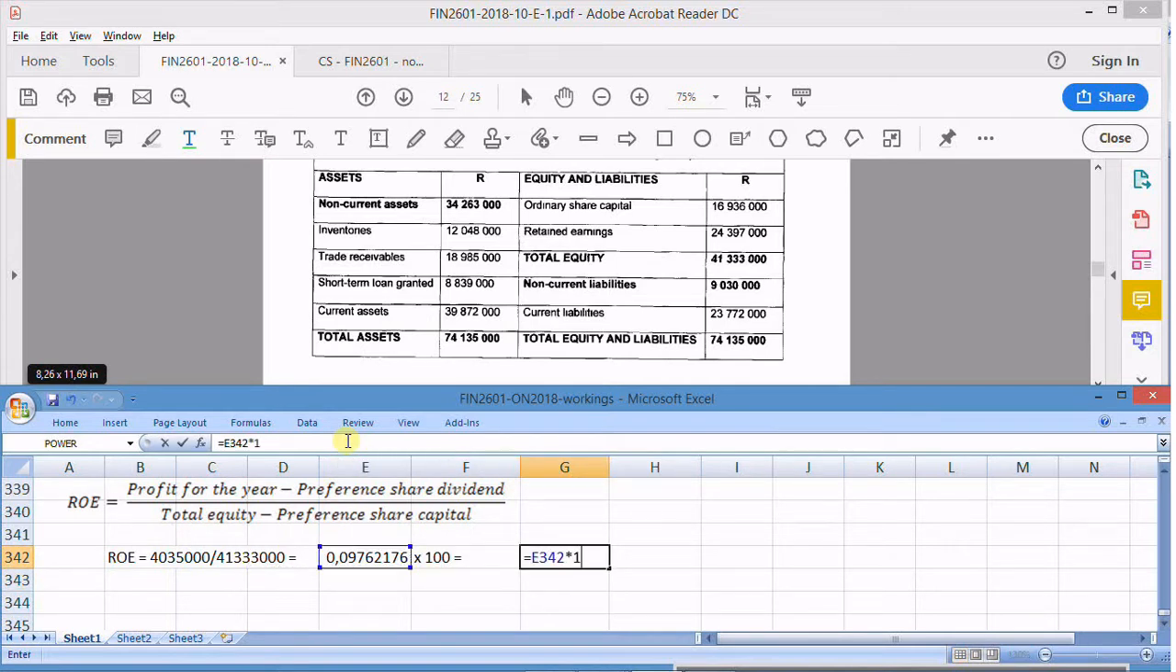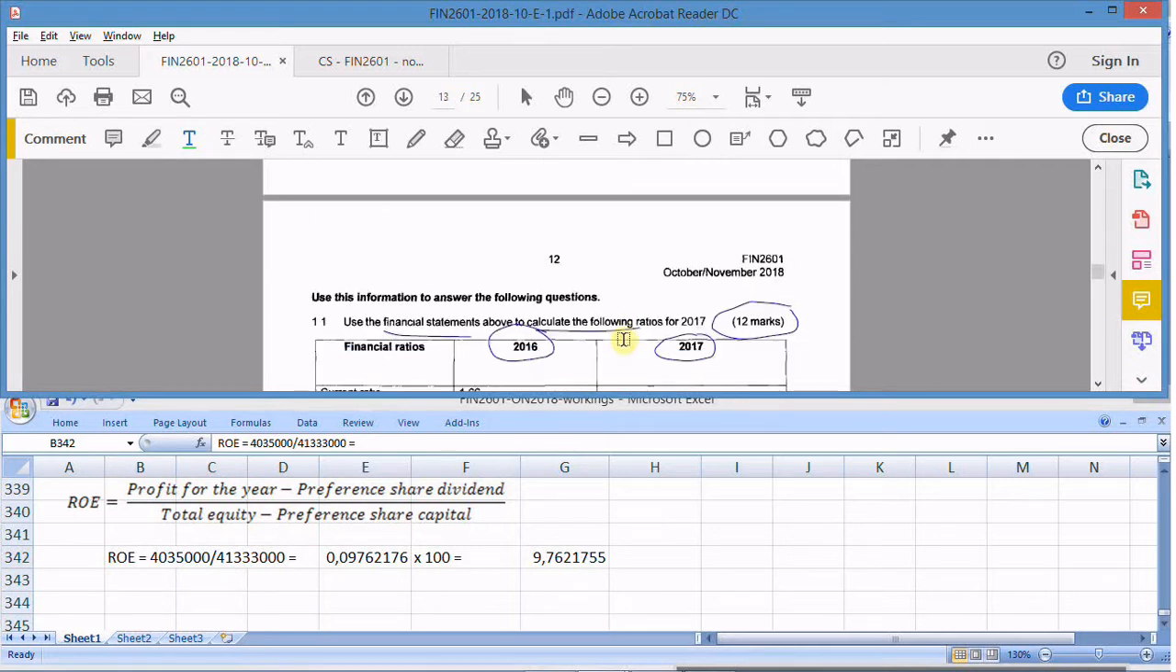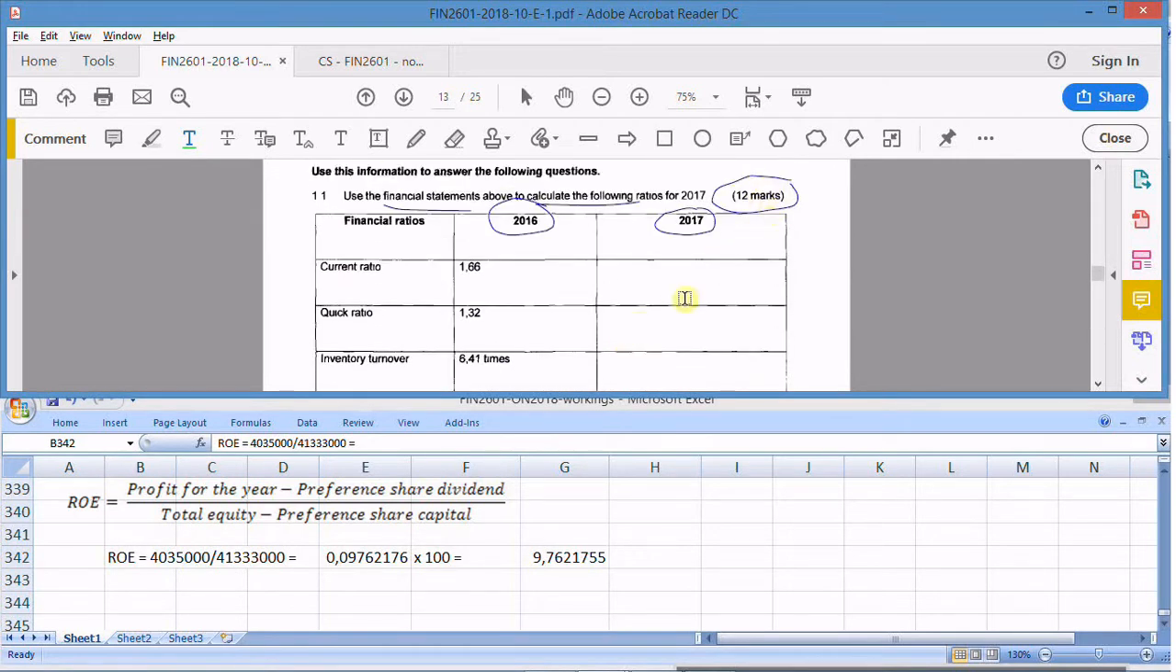But don't we have to say divided by total equity? Yeah, we did. Okay. Oh, sorry. Profit for the year divided by total equity. No preference shares. Yeah. Okay. And that's it. Right, so you've got all the marks here. That's 12 marks for doing that.